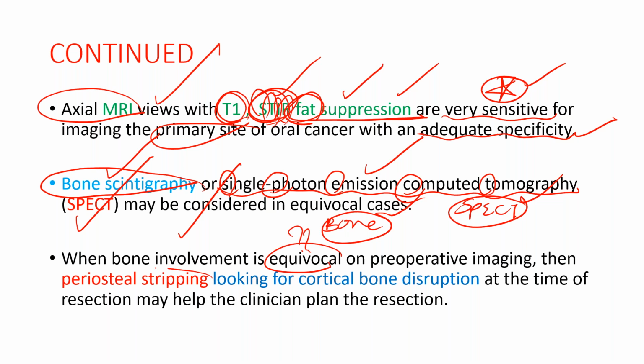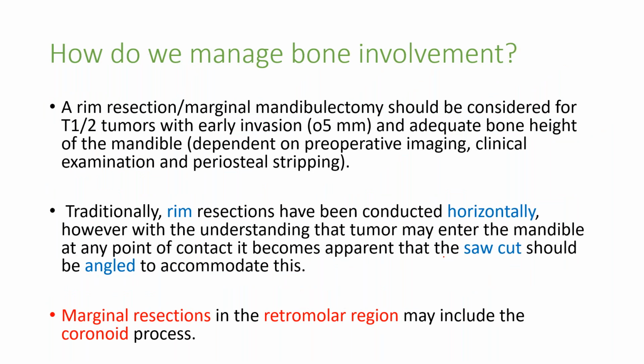you have to do periosteal stripping in surgery. You have to remove the periosteum and look for cortical bone disruption, whether it is there or not, and plan the resection. How do we manage the bone involvement? When the mandible is involved, how do we manage it?